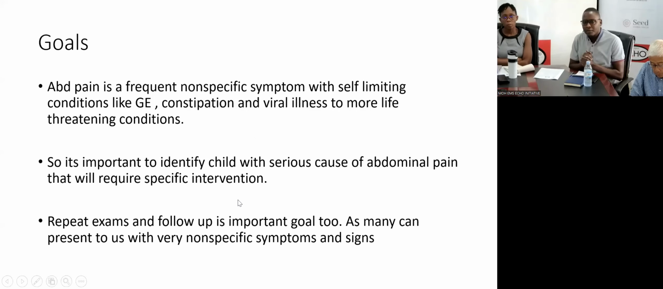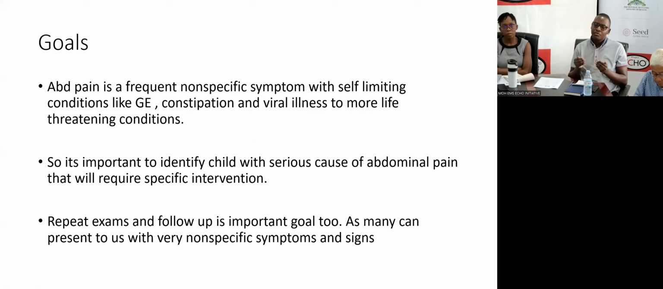Next slide. Yes, in the goals of examining this patient, remember that when a child comes to you with acute abdominal pain, the conditions can range from a self-limiting condition as simple as gastroenteritis or a viral illness, to a life-threatening condition like the one Dr. Ajambo has just presented. If that child was not caught on time, the post-op would not be as good as we have heard, that the child is now doing well. So it is important to tell apart the self-limiting and the threatening conditions.